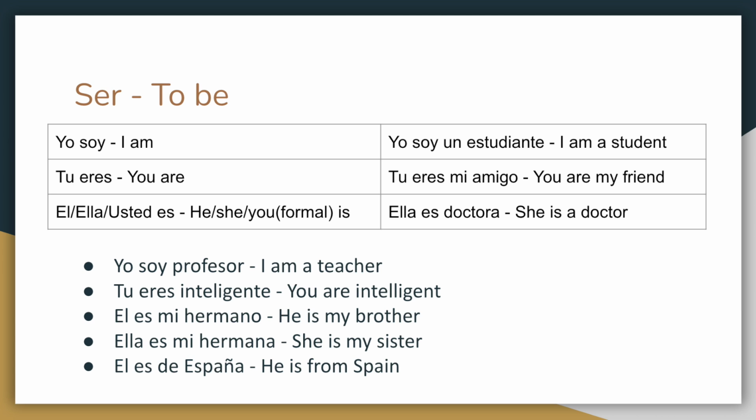So like if I wanted to say, I am smart, I would say, yo soy inteligente. But if I wanted to say, you are smart, I would say, tú eres inteligente. And that's like the second sentence.